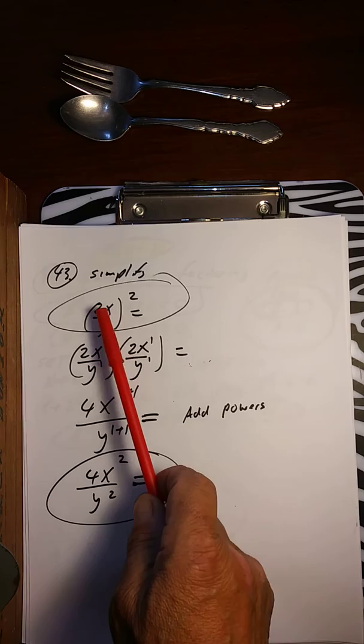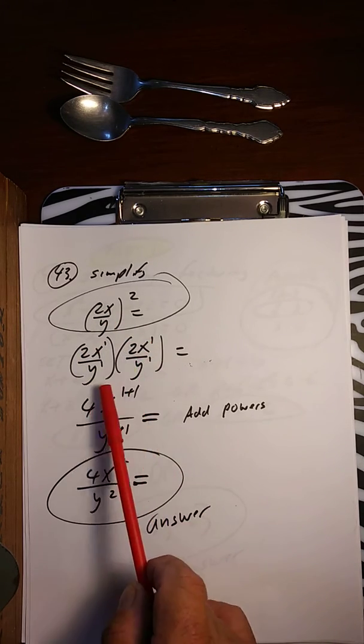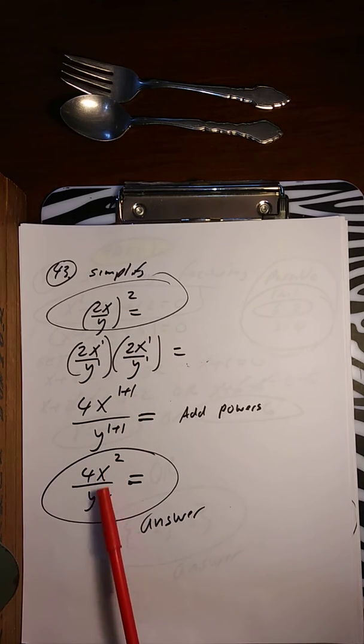Simplify this. So let's rewrite it. 2x¹y¹ times 2x¹y¹. So that's 2 times 2 is 4, x¹ plus x¹, y¹ plus y¹, so 4x² over y².